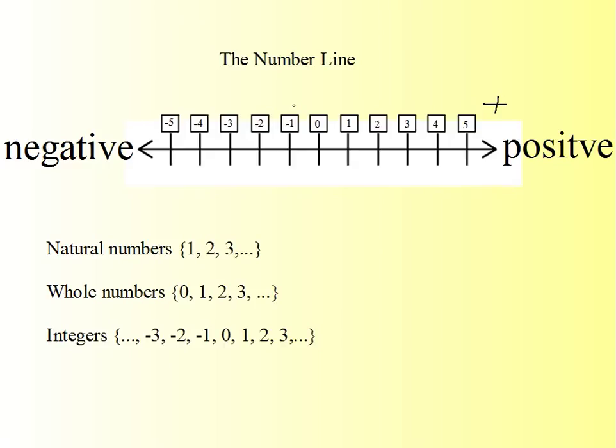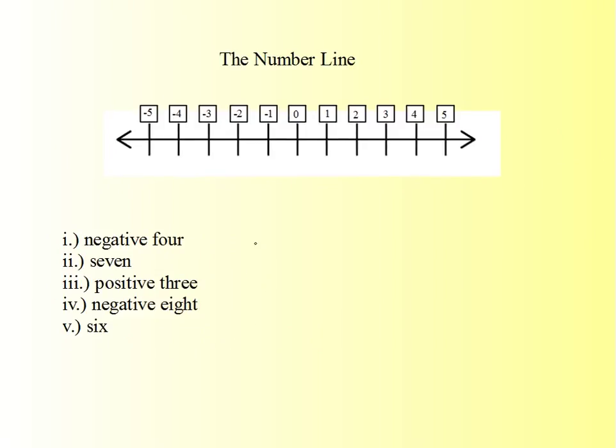Well, let's make sure we understand this concept very well by looking at an example of a question that might come up on this concept of integers. Here we have a number line again, and we are asked to indicate on this number line where negative 4 is. Well, negative 4 is here. That's question number 1. And we would write it with a minus sign and a 4, and we would say it as negative 4. The next one is 7.